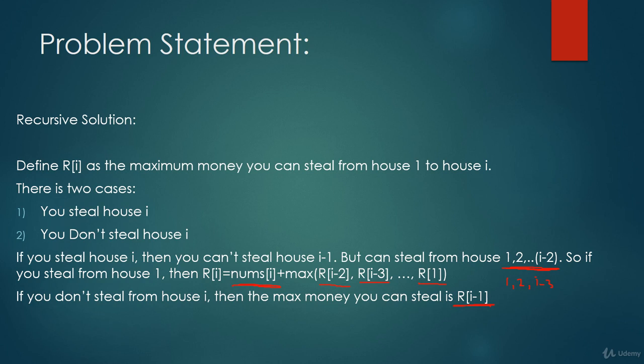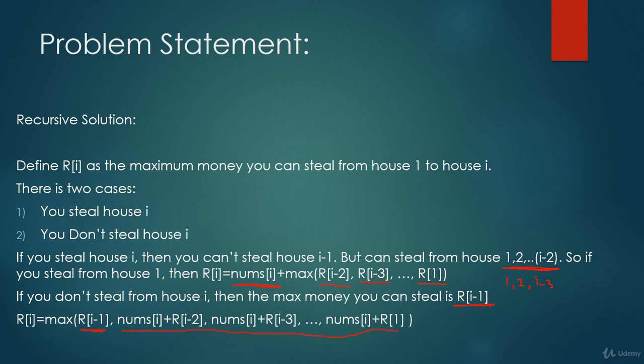If we don't steal from house I, then the maximum money that we can steal is R_(i-1), the maximum money you can steal from house 1 to house I minus 1. So our overall maximum money is the maximum of these two cases. It's either you steal house I or you don't steal it. So I'll take the maximum of both of them: either R_(i-1), meaning you don't steal from house I, or this one here, which means you steal this house and steal from the previous I minus 2 houses.